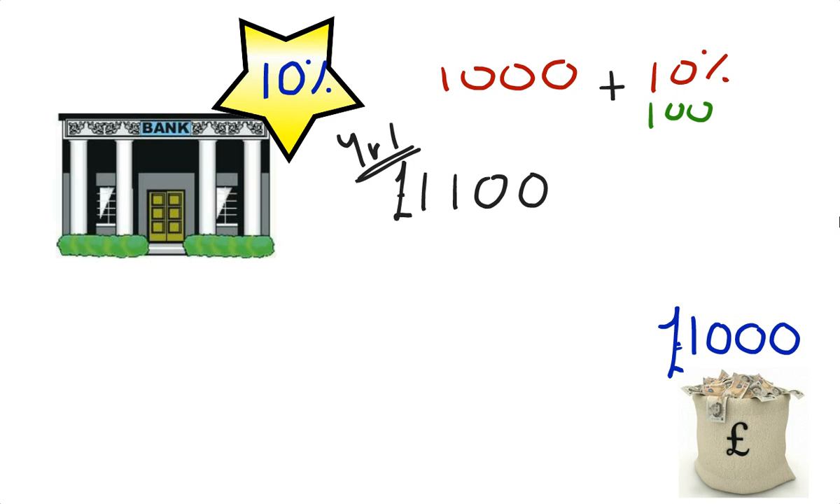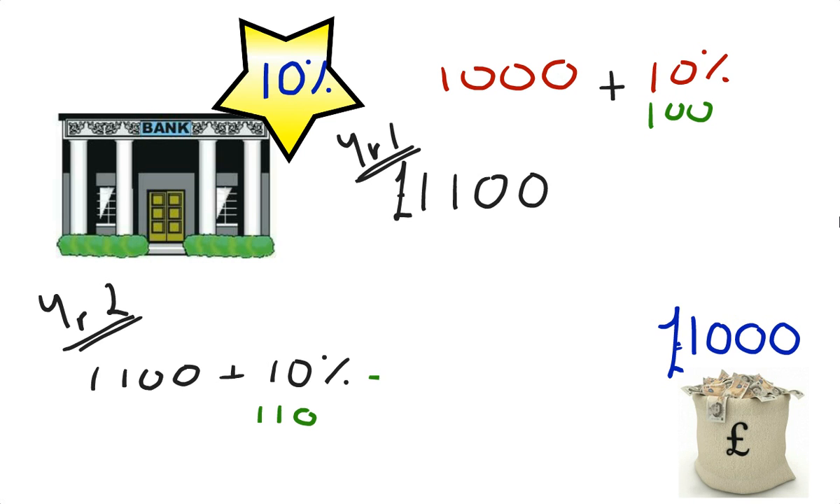Okay, that's at the end of year 1, but I still need to work out the end of year 2. Well, if you think about it, this time I've got £1,100 in the bank. I'm adding on another 10%. Well, 10% of this is actually £110. So that means I'll have £1,210 at the end of year 2.